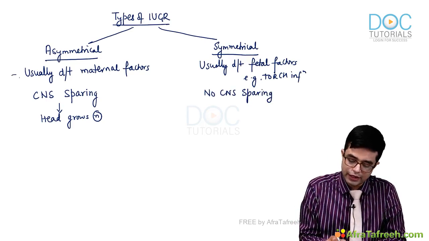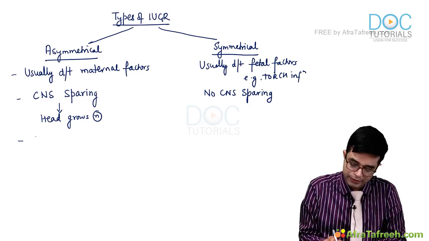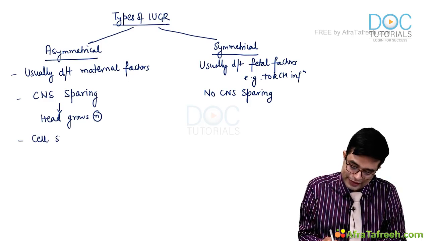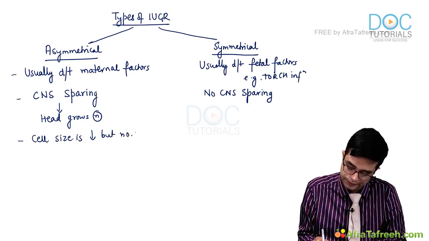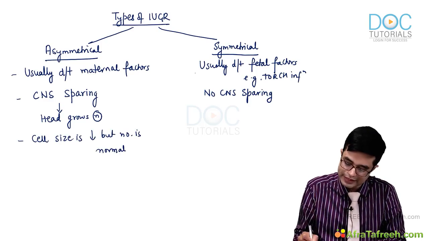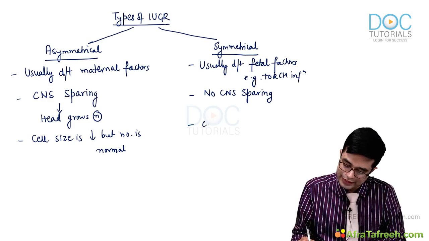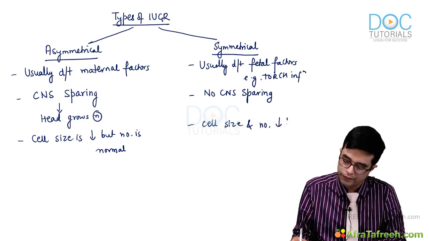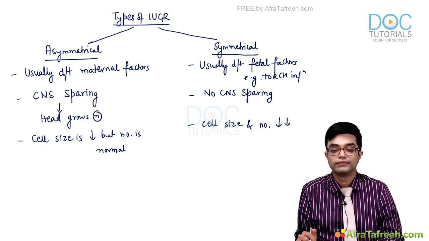In asymmetrical IUGR, the third thing that you need to remember, the cell size is less, but the number is normal. In symmetrical IUGR, the cell size and number both are low, and they are significantly low.